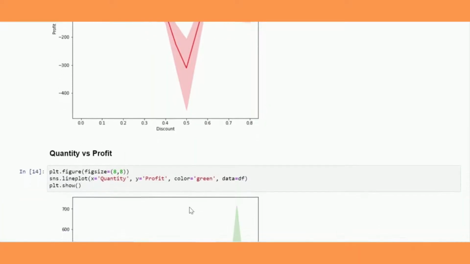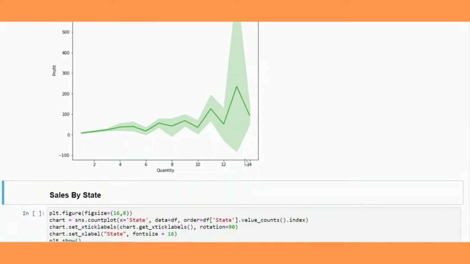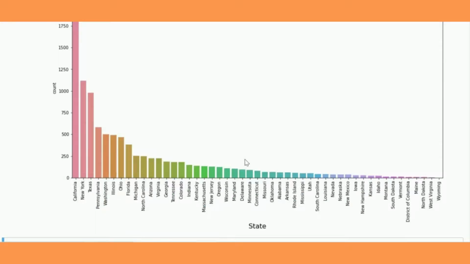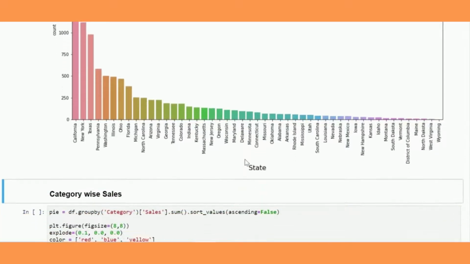Quantity versus profit. We all know that as the quantity of products sold increases, the profit increases. Sales by state. Our top 3 performing states are California, New York, and Texas.